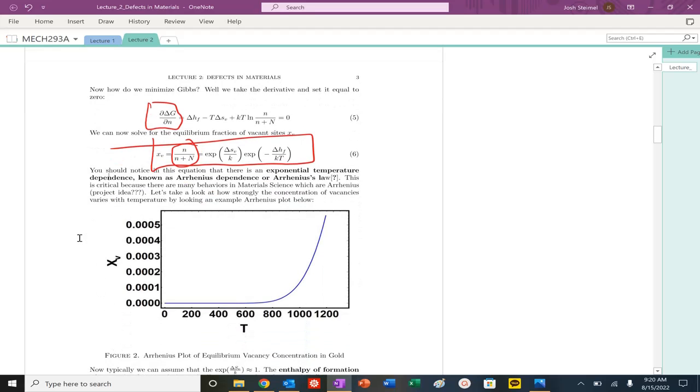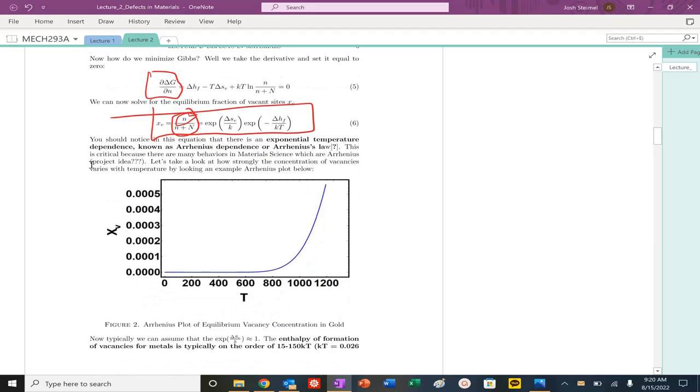X_v is my fraction of vacancies: my number of vacancies over my total number of sites. So that fraction should go from 0 to 1, but it will never be 1. Those values should be very, very low. When you plot this, you see an exponential relationship. This functional form, exponential of minus an energy over kT, is a very, very important temperature relationship. You hopefully have seen this before if you've looked at any equilibrium constant.